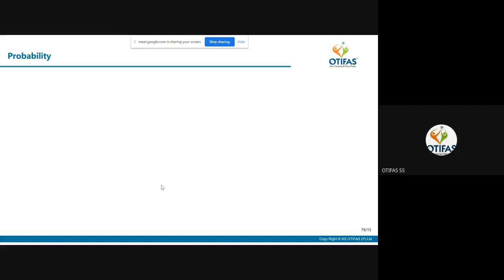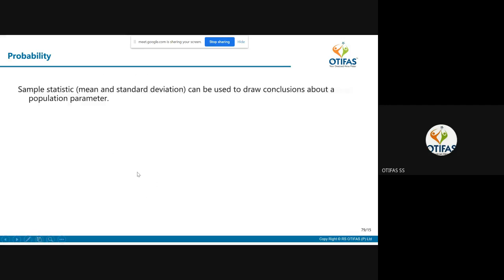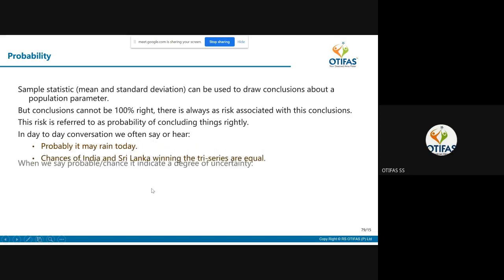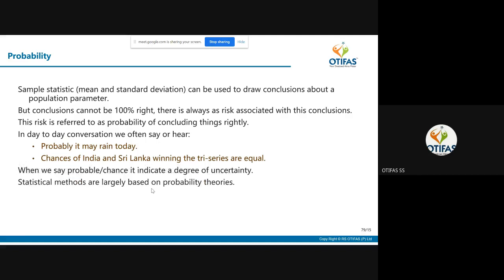1/2, 50-50% chance, isn't it? So we express the chance in this way. Conclusions cannot be 100% right. There's a risk, and we say the probability. So we can say it probably may rain, or the chances of India and Sri Lanka winning the series are equal. There's a probable chance; it indicates a degree of uncertainty.